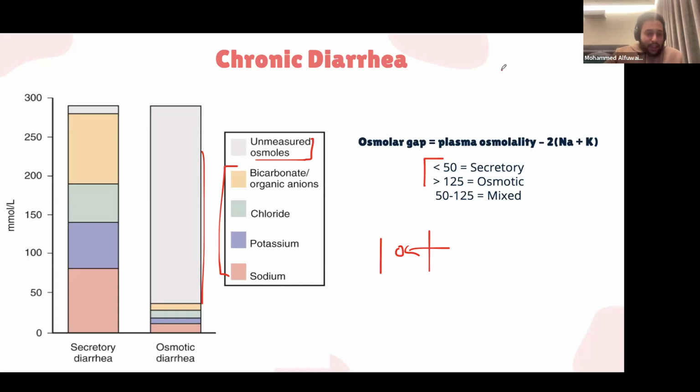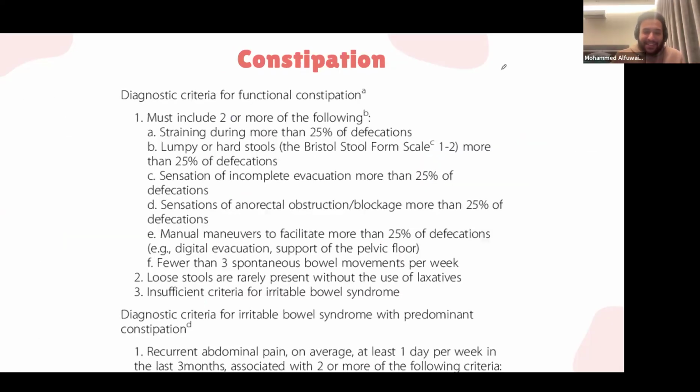That's pretty much it for diarrhea. We'll go to the next thing, which is constipation. Constipation is the direct opposite of diarrhea. There is a diagnostic criteria for this, the Rome 4 criteria, which includes, for example, straining, lumpy or very hard stools, sensation of incomplete evacuation, and so on. There's no IBS, and loose stools are rarely present without the use of laxatives. The important thing about constipation is you need to know the causes.